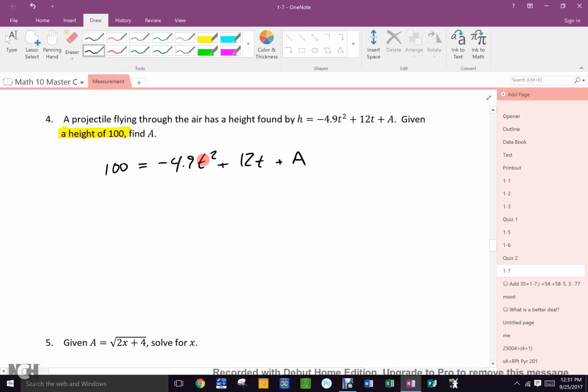So how do I get rid of this negative 4.9t squared? I would add it. So plus 4.9t squared. So I come over this side and I've got a 4.9t squared. How do I get rid of this plus 12t? Minus 12t from both sides. And what was already here? Plus 100. Is a by itself now?